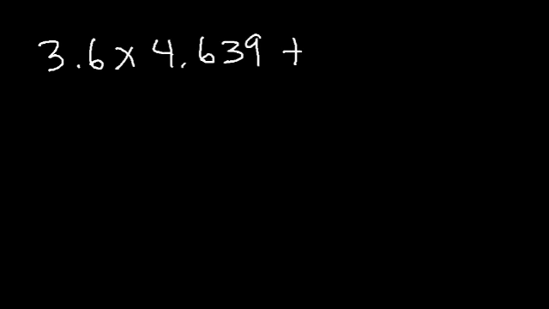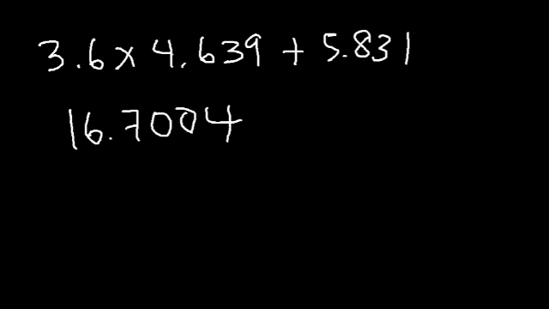So now let's try some examples where we have combined operations. Let's say we have multiplication and addition. So if you have 3.6 times 4.639 plus 5.831, what do you need to do here? Now what you want to do first is find the exact answer. You do not want to round in the middle. You don't want to round intermediate answers. So let's multiply 3.6 by 4.639.